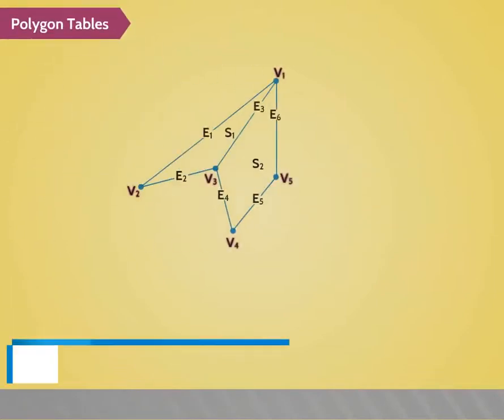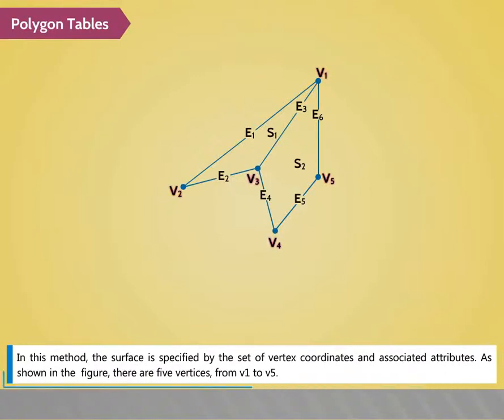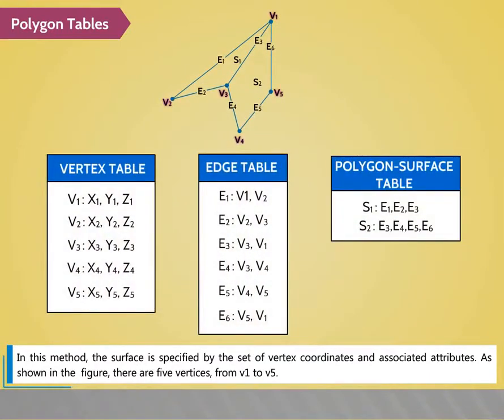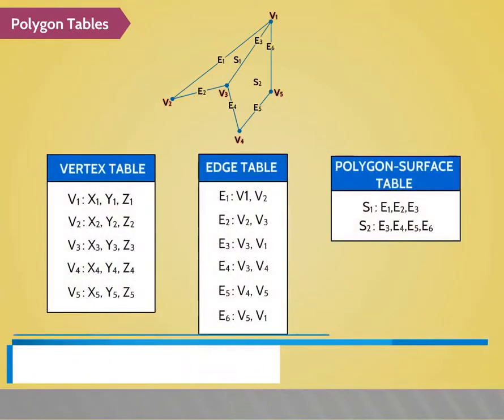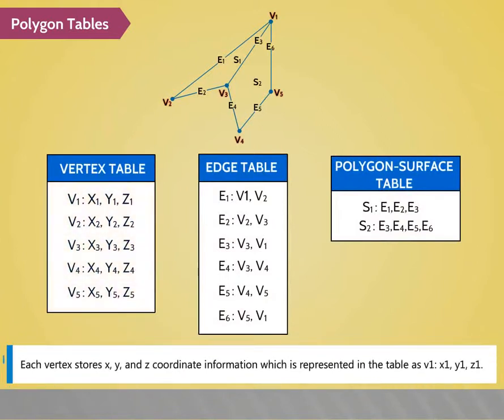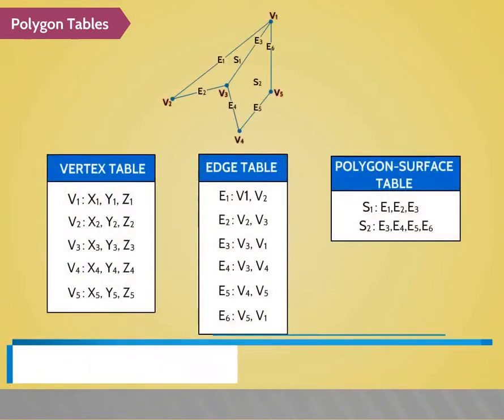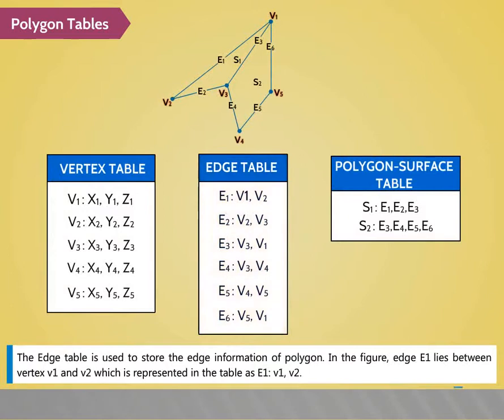Polygon tables. In this method, the surface is specified by the set of vertex coordinates and associated attributes. As shown in the figure, there are 5 vertices from V1 to V5. Each vertex stores x, y, and z coordinate information, which is represented in the table as V1 is x1, y1, z1. The edge table is used to store the edge information of the polygon. In the figure, edge E1 lies between vertex V1 and V2, which is represented in the table as E1, V1, V2.